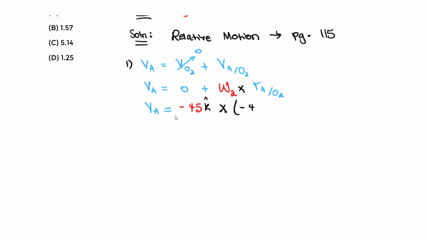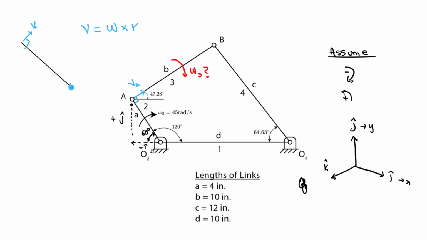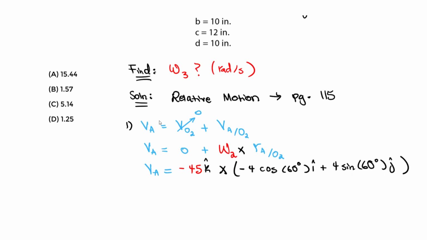It's negative 4 inches cosine of 60 degrees in the I hat direction, which is negative. Then we do plus 4 sine of 60 degrees in the J hat direction. So that's the position vector RA with respect to O. Again, we start at O and go negative in the I. The hypotenuse is 4 inches, cosine of 60, and we go up in the J, so it's positive 4 sine of 60 degrees. That's how we can get that.